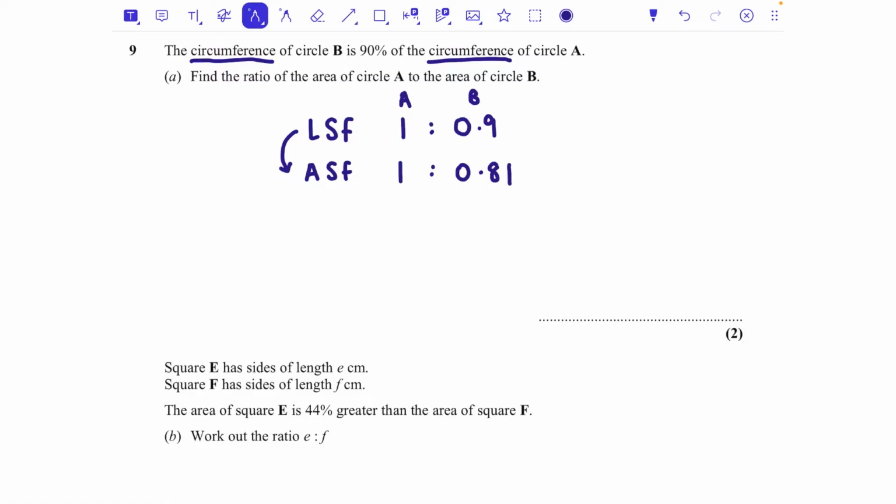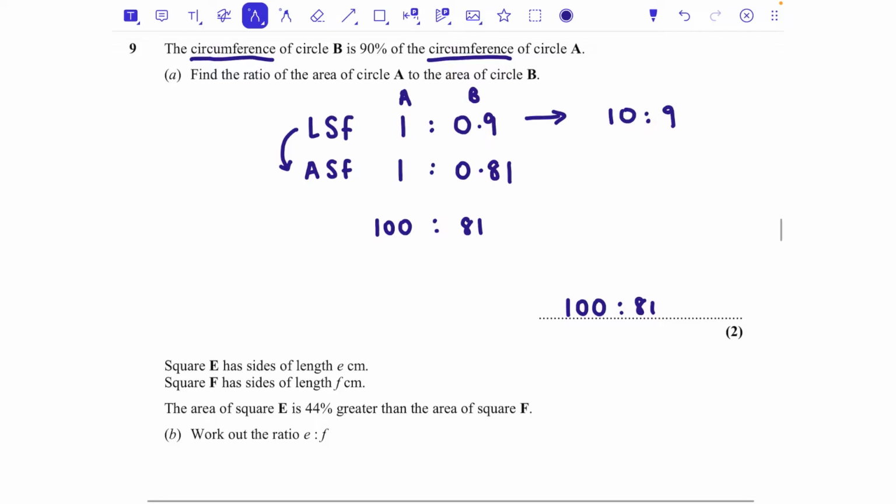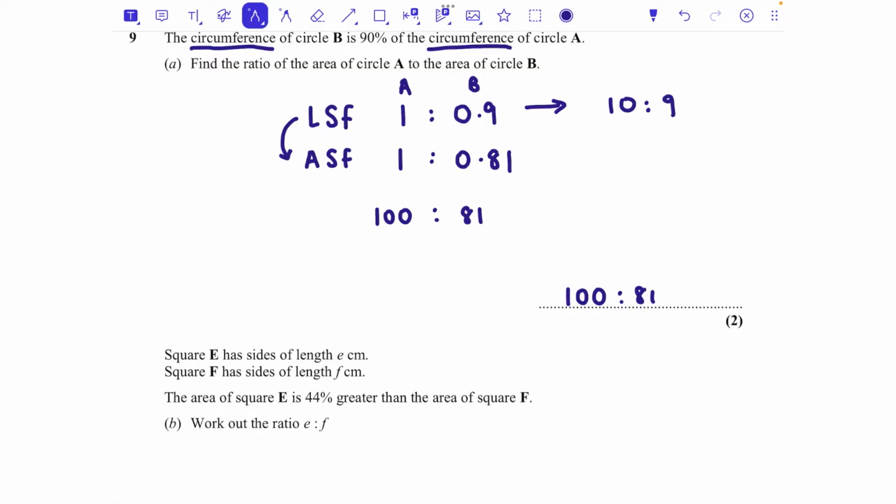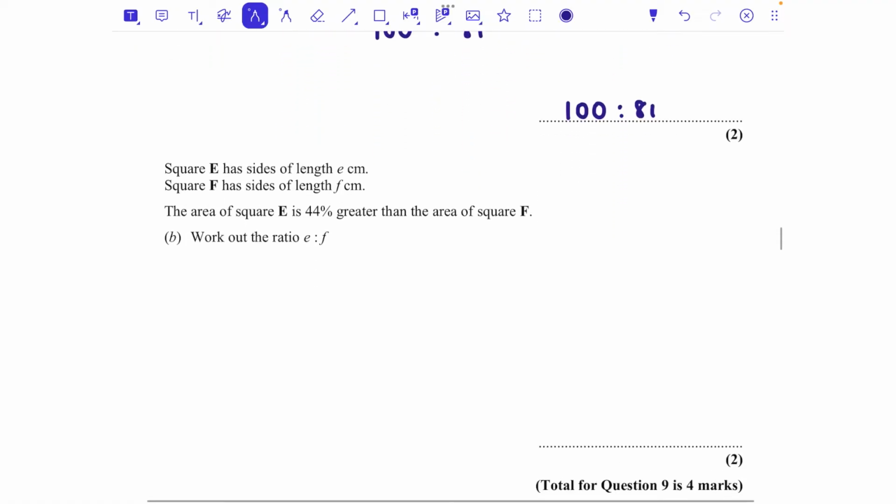So what I'm going to do is I'm going to times it by 100 to make it 100 to 81, just so I don't have any decimals in my answer. And you could have done that at the beginning. You could have said, well, the lines are in the ratio 10 to 9, because that's 90% of 10. Or you could have said it's 100 to 90. It doesn't make any difference with a ratio. So 100 to 81, that is your final answer. Very tricky. You need to be aware of different scale factors for area for that one.